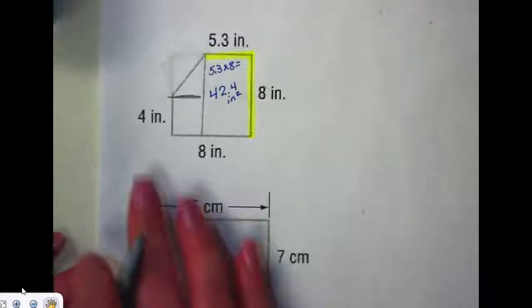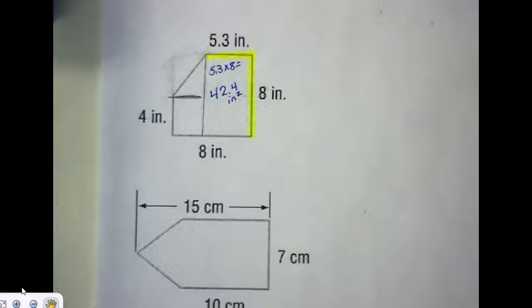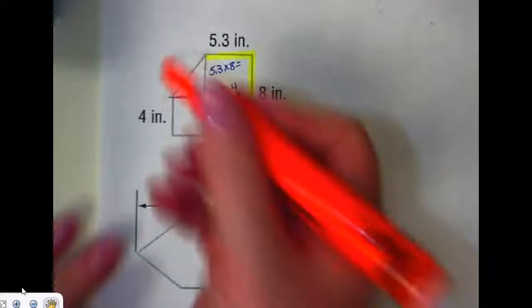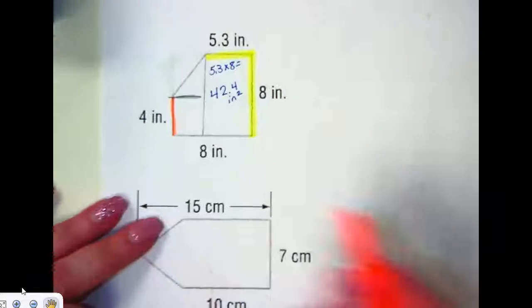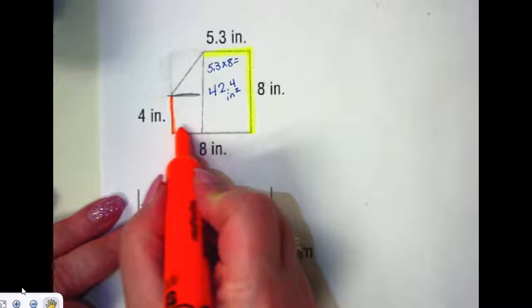All right, now let's look down here at this little guy. So I see the height. The height's pretty easy. 4. I've got to do some thinking about right here.